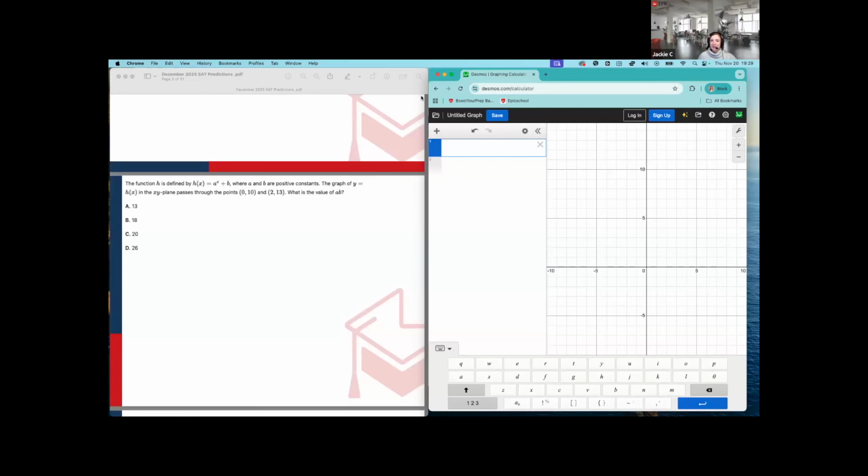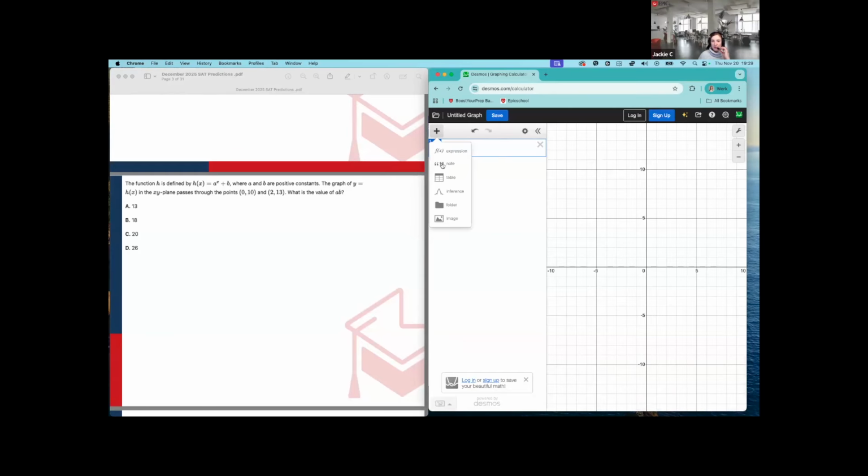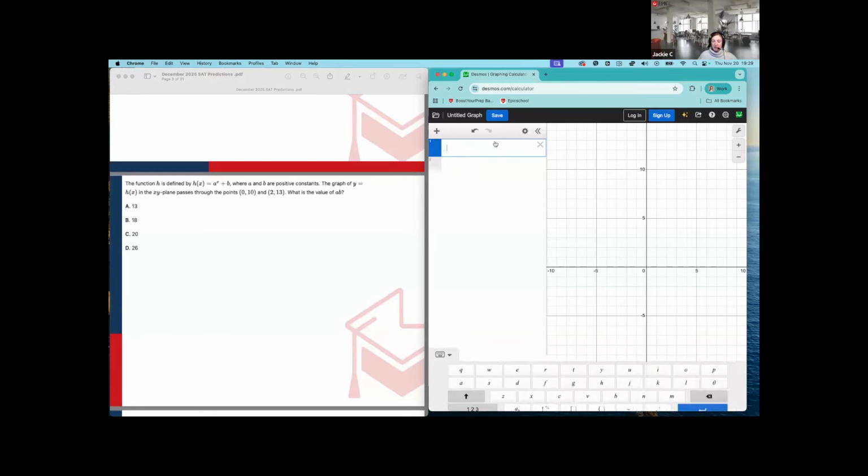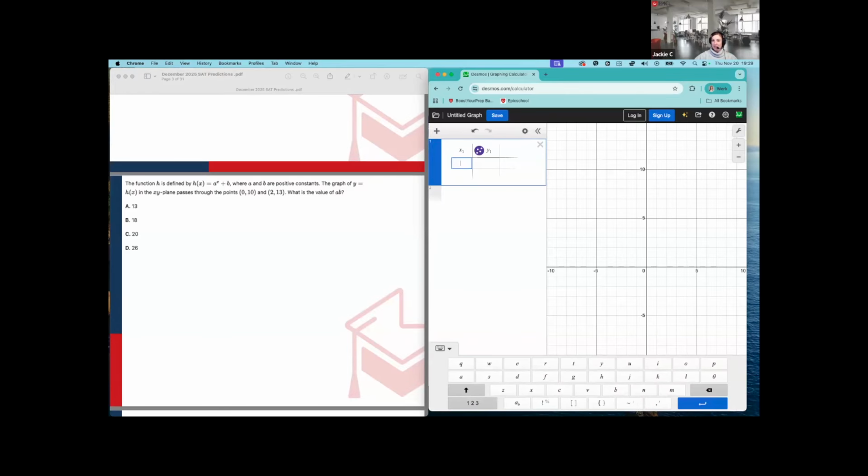Okay, so we are here on Desmos. I have my question here. Whenever you have points, we can create a table. So I go here to table, or alternatively, what I personally like to do is type in table, and the table appears. Now I will punch in our data. So we have (0, 10) and (2, 13).